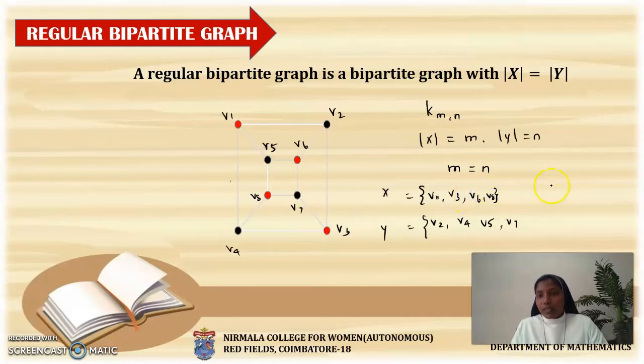Now, we have cardinality of X equal to 4 and the cardinality of Y is also equal to 4. Therefore, this graph is an example for a regular bipartite graph.